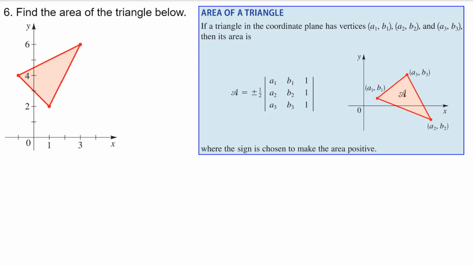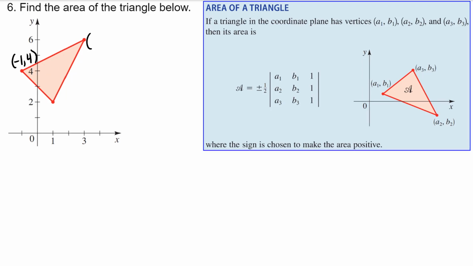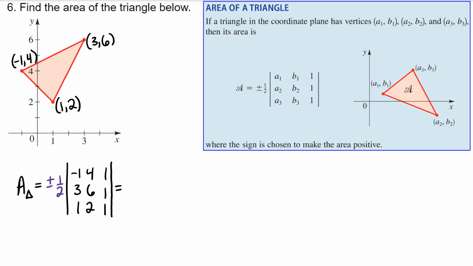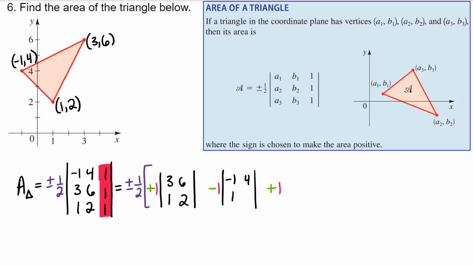Find the area of the triangle below. First, label the vertices and plug them into the formula. To evaluate the determinant of this 3 by 3, I decided to expand along the third column. The signs for the third column are plus, minus, plus. The numbers for the third column are 1, 1, and 1. And here are the 2 by 2 determinants. Evaluate the determinants and simplify.